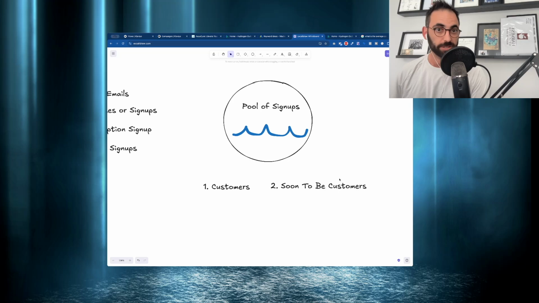Your customers and your soon-to-be customers, because anyone who signs up is agreeing to chat with you. They're agreeing to learn more. They're being amicable and they're just taking their time. It doesn't mean they should be ignored. It means that if you're not paying attention to them, someone else in your niche or someone else who signed up for it will be paying attention to them.